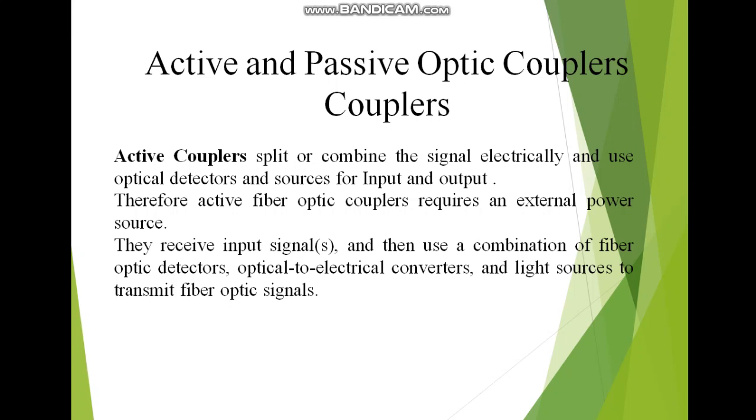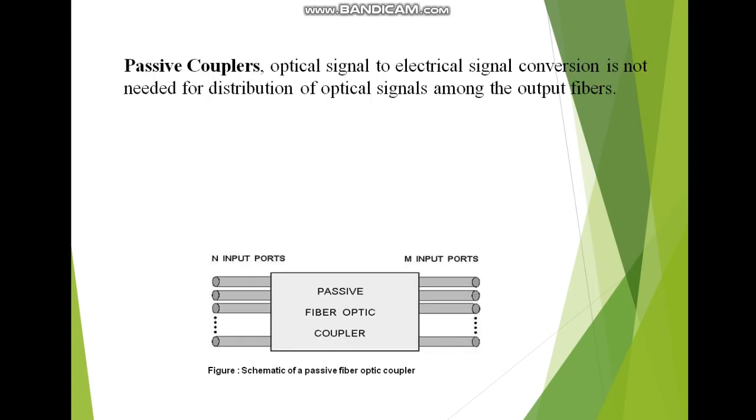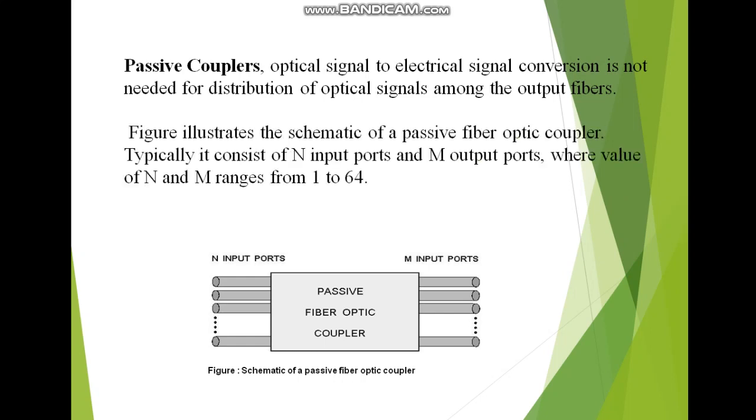Next, I will discuss passive couplers. In passive couplers, optical to electrical signal conversion is not needed for distribution of optical signals among the output fibers. Also, we don't need any external power supply. This is the basic diagram of a passive fiber optic coupler, which has n input ports and m output ports, and the range is from 1 to 64. That means we can have from one input up to 64 inputs, and the same number of outputs. This is a schematic of a passive fiber optic coupler.